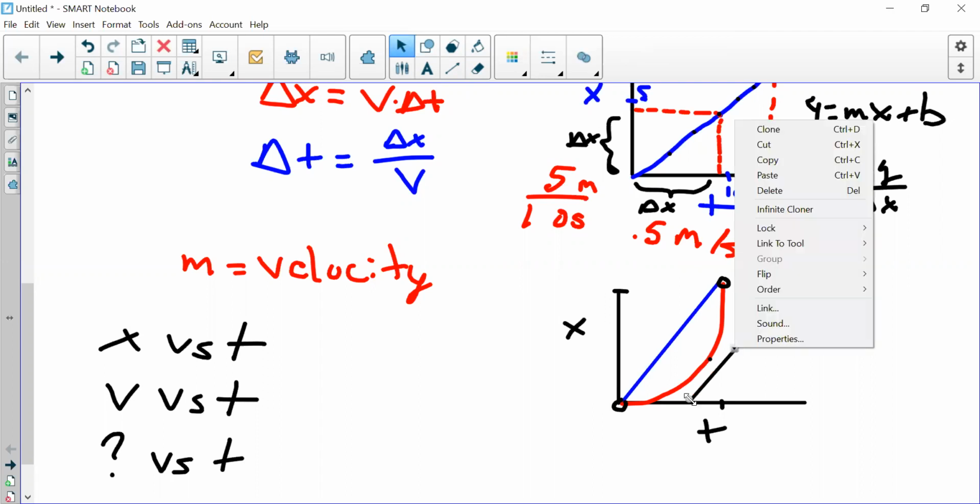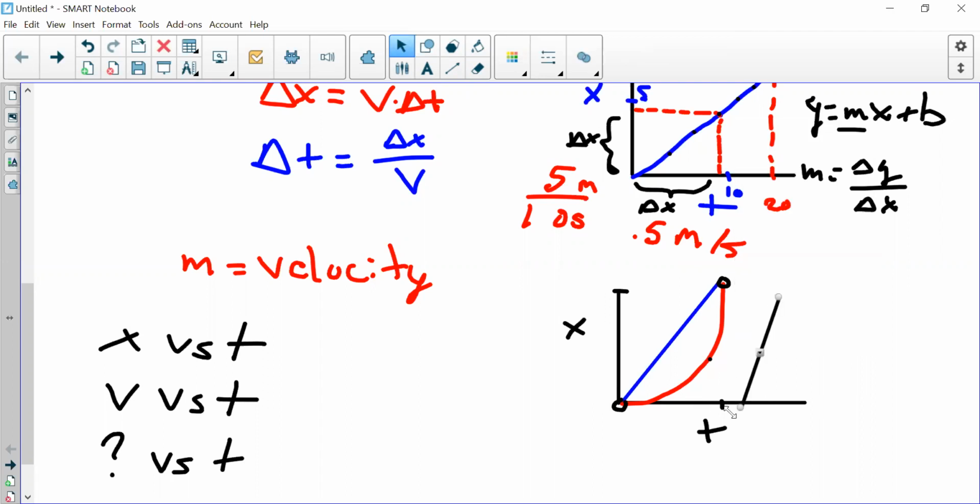It's not going to let me rotate it, is it? Oh, look at that. All right, so now we go a little bit further along, and the slope gets steeper. We go a little bit further along, and the slope gets even steeper. And by the time we get here, the slope's almost vertical.